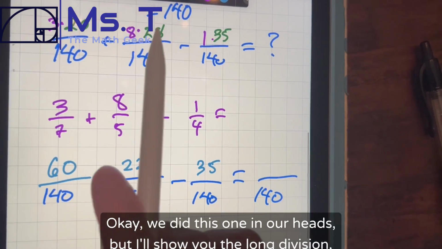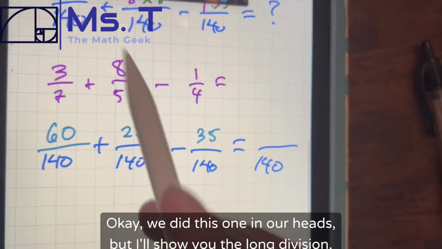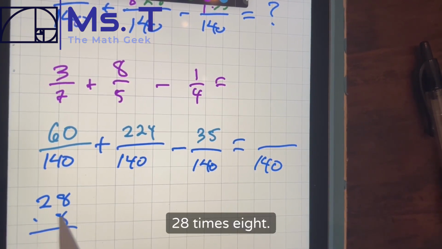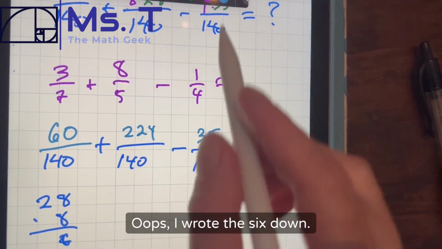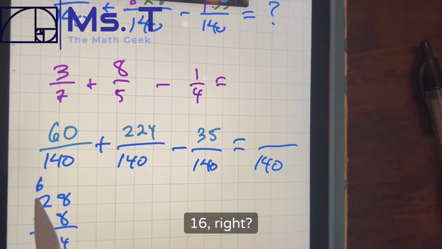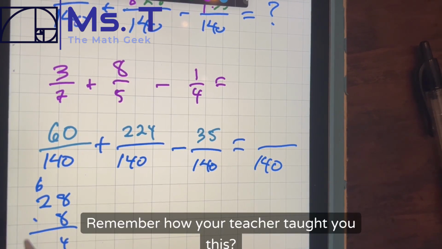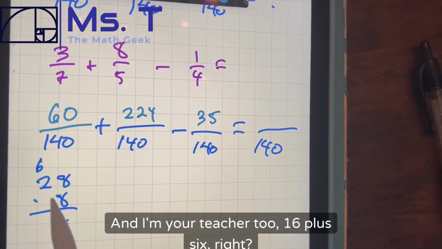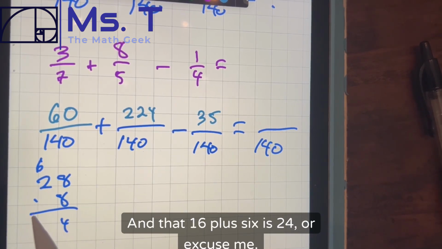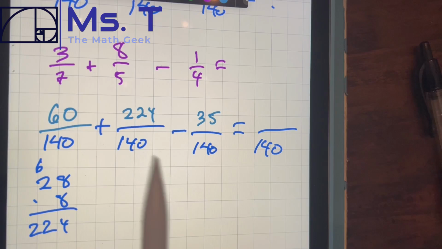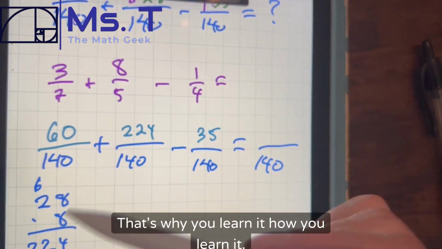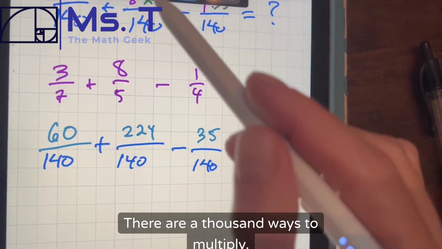We did this one in our heads, but I'll show you the multiplication. 28 times 8. 8 times 8 is 64. Oops, I wrote the 6 down. 64. 16, right? Remember how your teacher taught you this? And I'm your teacher too. So 16 plus 6 is 22. What do you know, right? That's the arithmetic. That's why you learn it how you learn it. There are 1,000 ways to multiply.